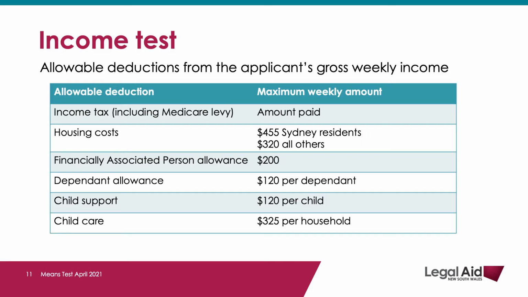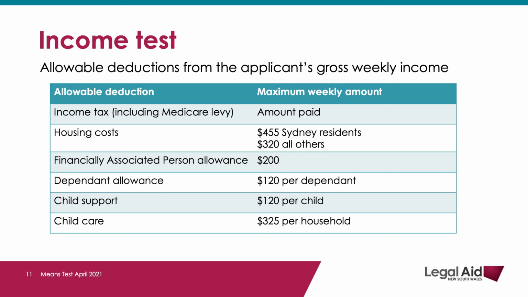Once you have the gross assessable income, you apply the allowable deductions. This table shows the maximum weekly amounts that can be deducted. We allow up to $455 per week for housing costs. This is not a flat rate. If an applicant lives in Sydney and pays $350 per week in rent, we will deduct $350 for housing costs from their weekly income. If they pay $500 per week in rent, we will deduct $455, the maximum amount.